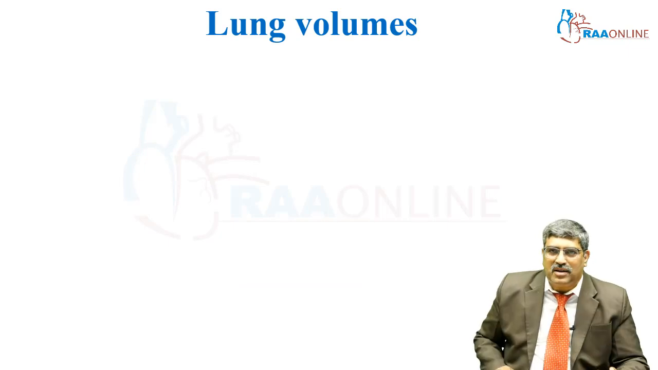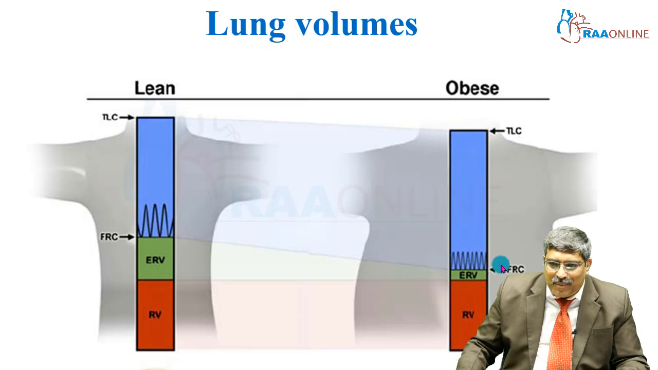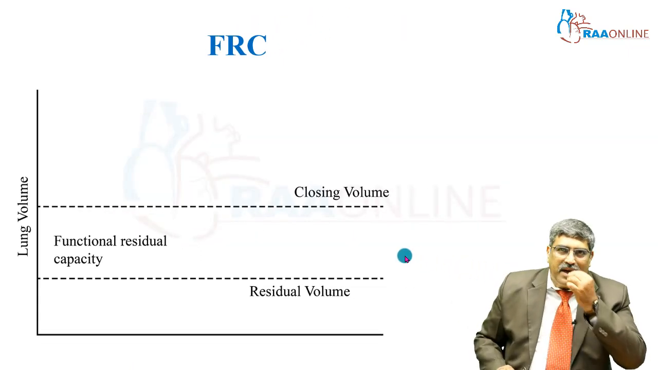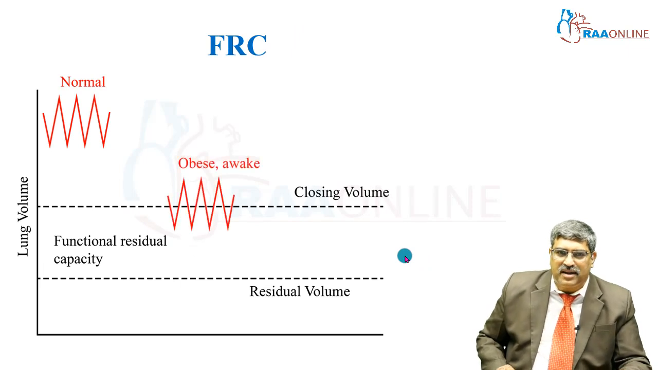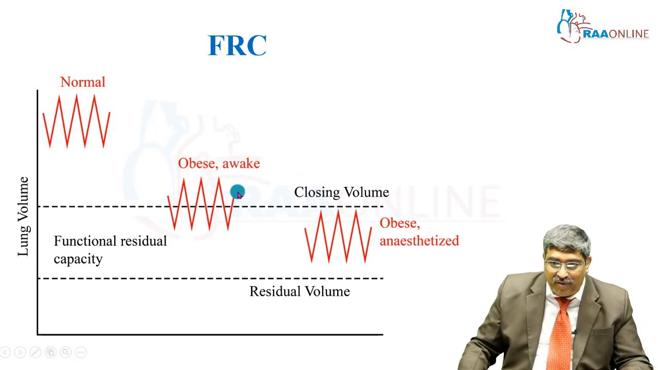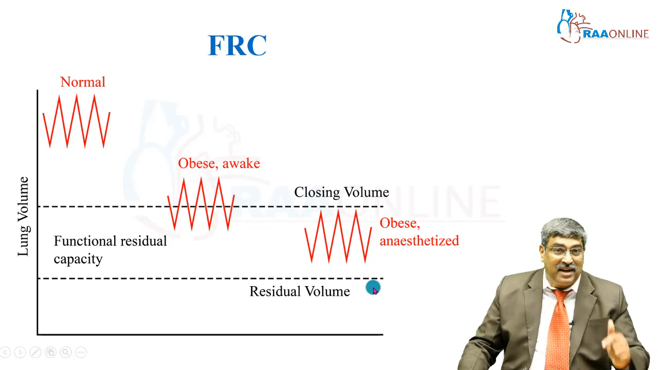If you take a look at the lung volume, your functional residual capacity is altered, your expiratory reserve volume is altered, but the residual volume is the same. So, the lung volume is decreased. If you compare anesthetized with non-anesthetized, you can see the lung volume in obese is almost 1/3 reduced in awake, and this is almost 50% reduced with obese anesthetized.